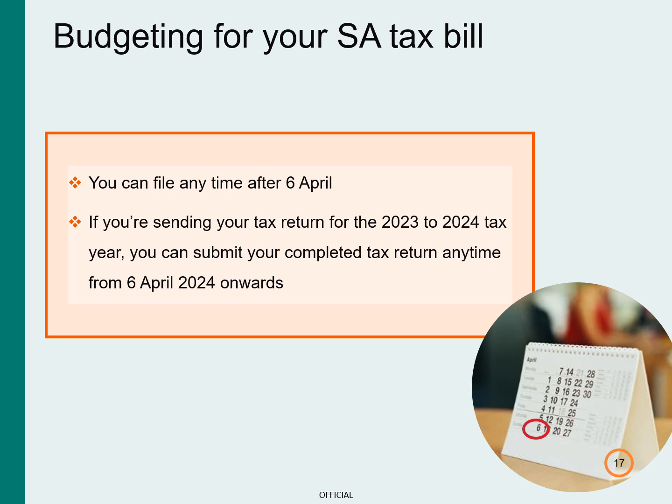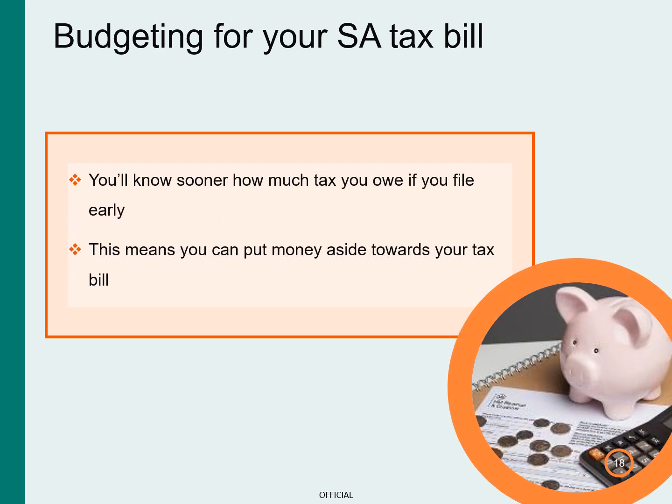For example, if you're sending your tax return for the 2023 to 2024 tax year, you can submit your completed tax return anytime from the 6th of April 2024 onwards. By sending us your tax return early, we'll be able to tell you how much tax you owe. This allows you time to put some money aside towards your tax bill.